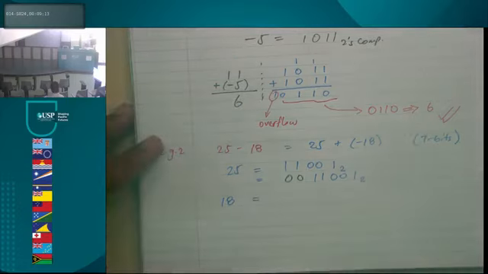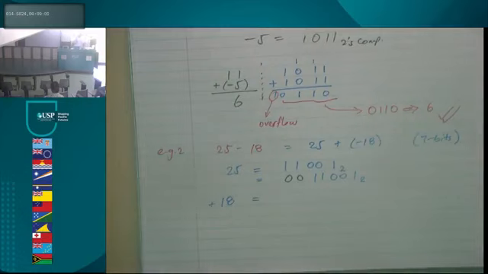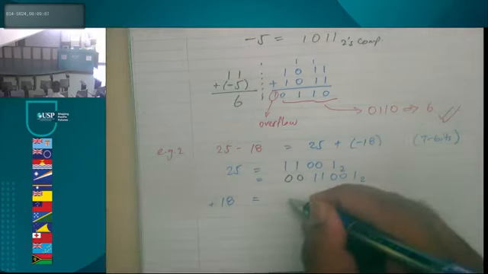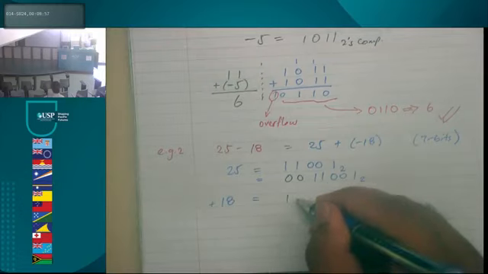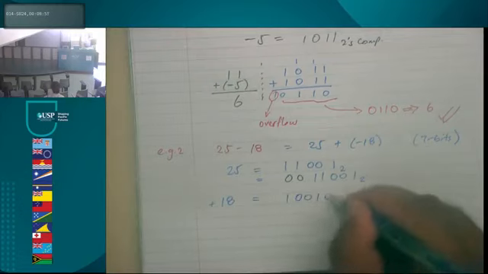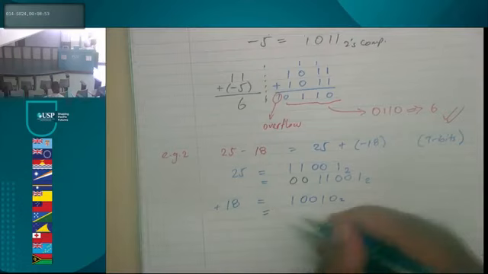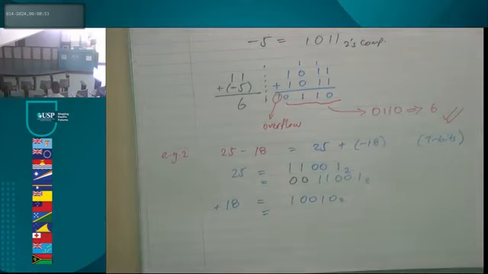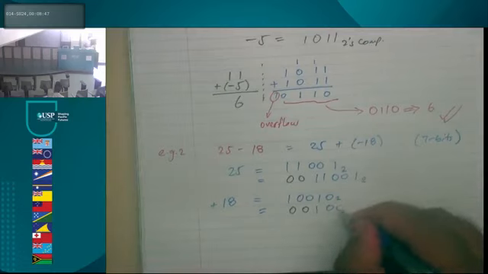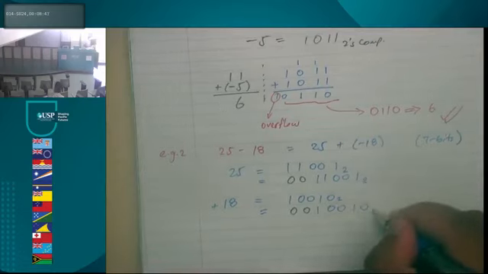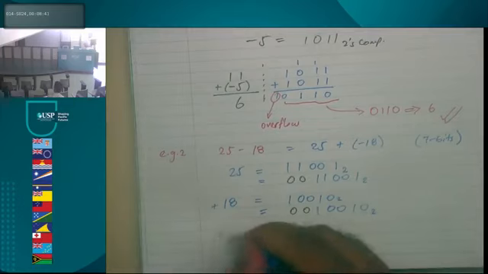Let's look at positive 18. What do we get, guys? Positive 18 would be, we've taken the absolute value. I'm skipping that step because it's so simple. What do we get, guys? 10010. Right? And in 7 bits, that would be 0010010.